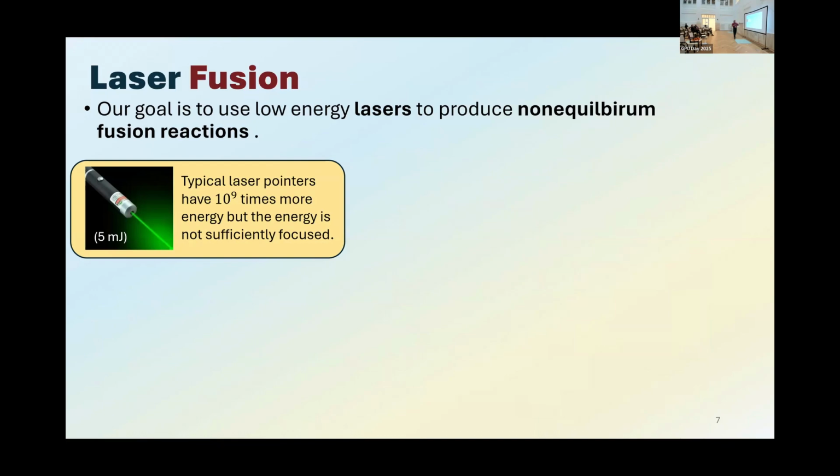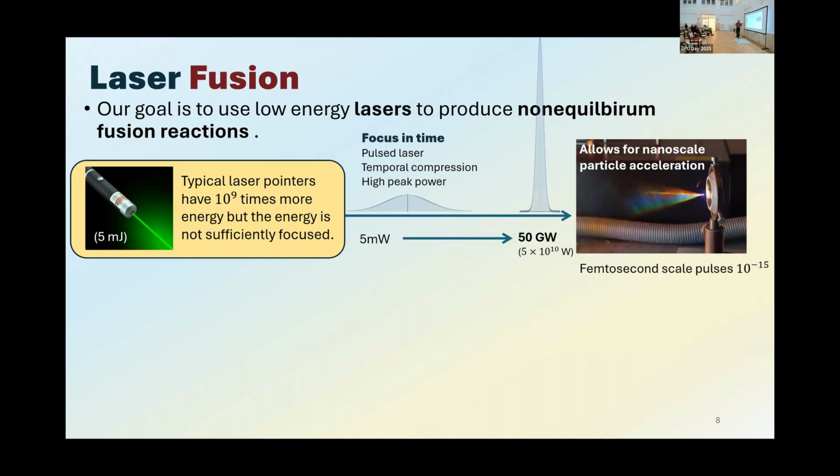So how do we focus this laser energy so it's on a small enough scale to get a fusion reaction to occur? The first step is to use a technology that is very popular these days. We're going to focus the energy in time. We're going to compress it in time. This increases the power output of the laser by a huge amount.